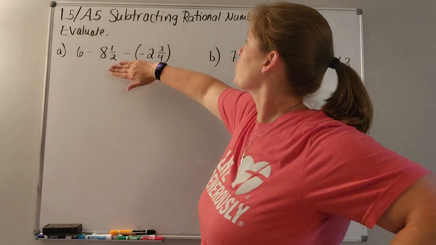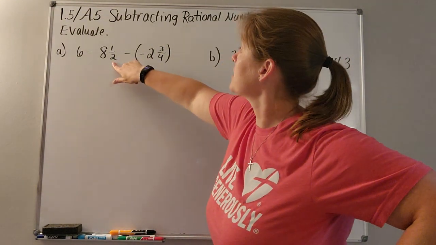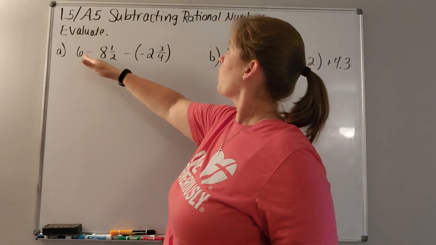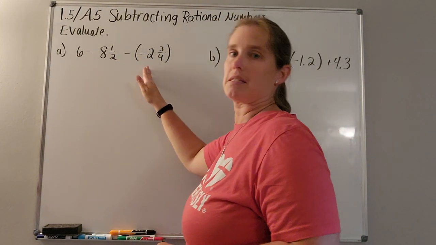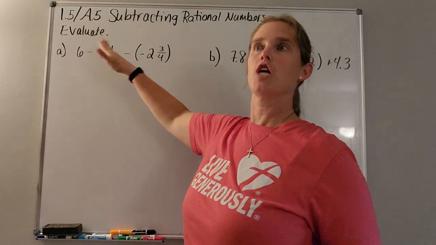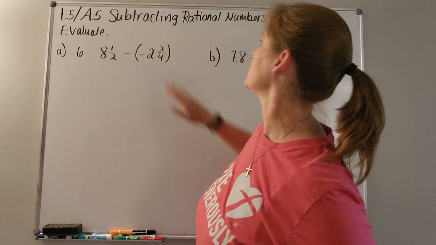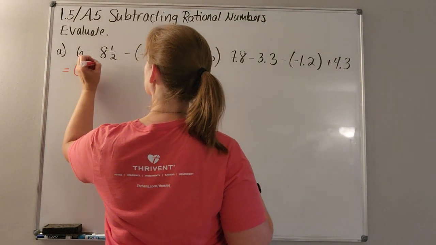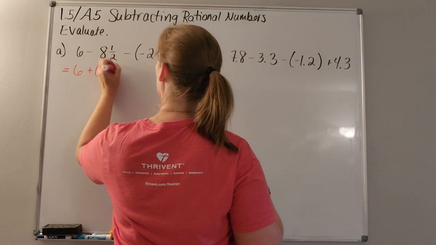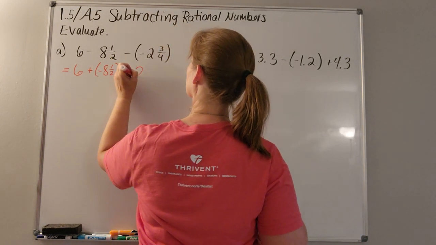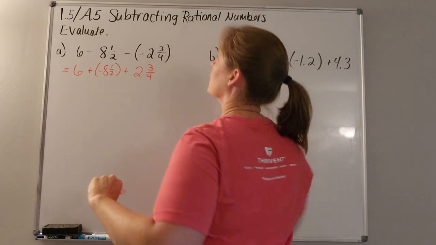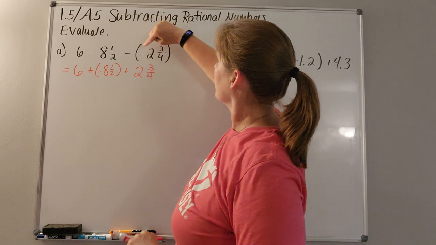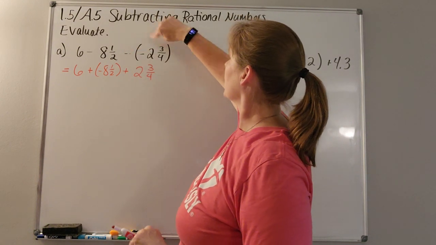So let's start here. Let's rewrite this as an addition problem. 6 minus 8.5 minus negative 2 3/4. Now in this case, we're going to keep change opposite, change opposite. So we always keep the first term and we change opposite everything anywhere else we see subtraction. Okay? 6 plus negative 8.5 plus positive 2 3/4. Subtraction became addition, we had the opposite. Positive went to negative. Here, subtraction became addition, negative went to positive.